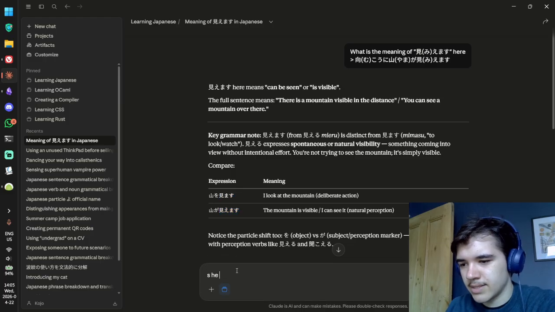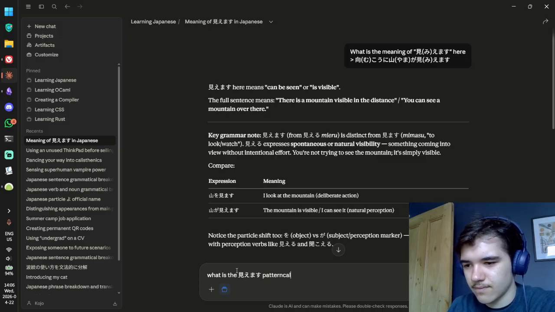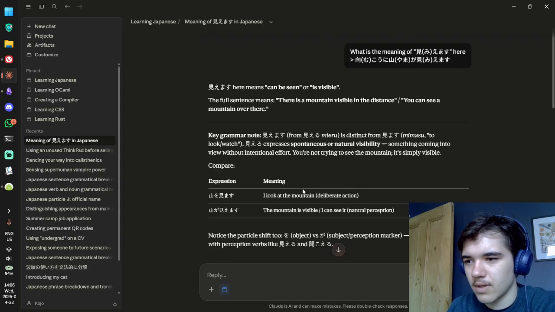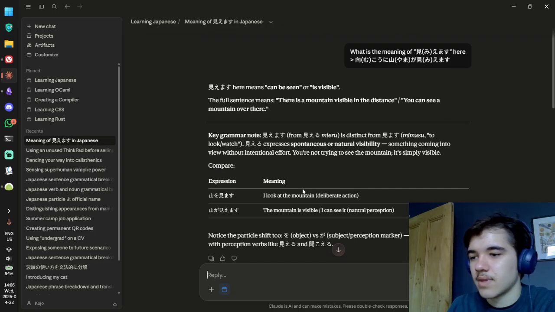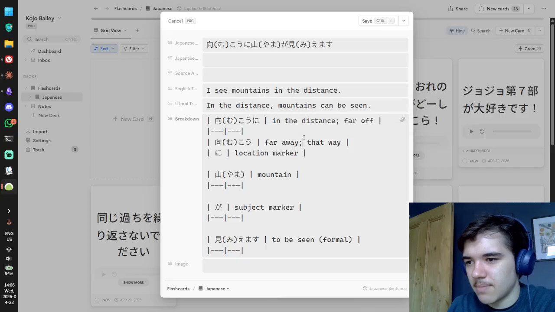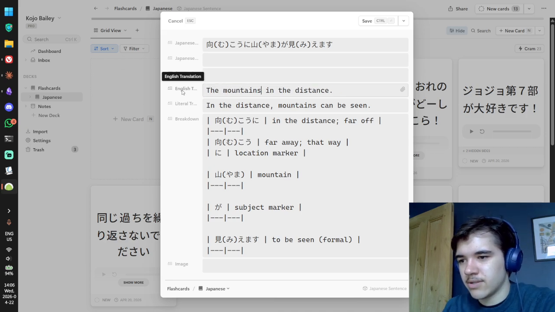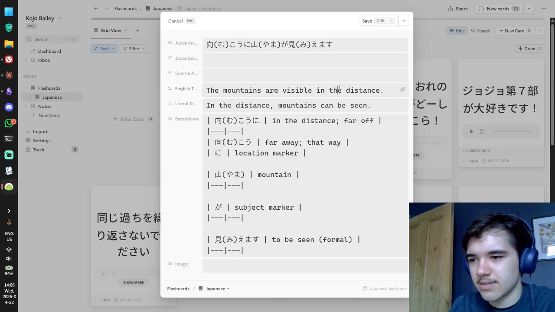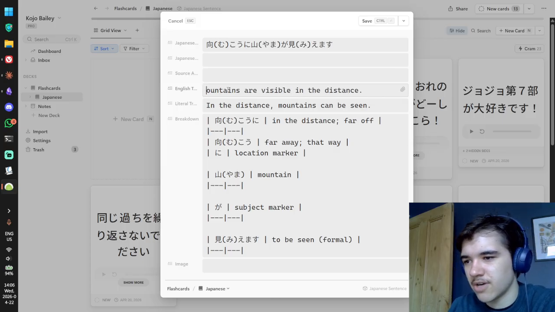What is the pattern called? Right. So miemasu means is visible, can be seen. So in the distance, mountains can be seen. Or I see mountains in the distance. You can see a mountain over there. The mountains are visible in the distance. Or just mountains are visible. Okay.